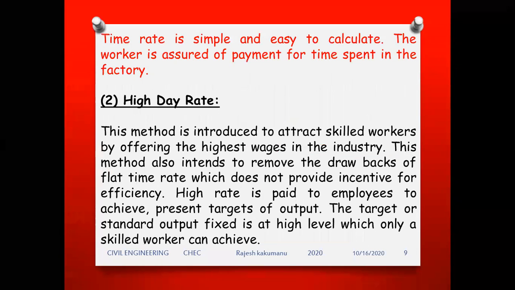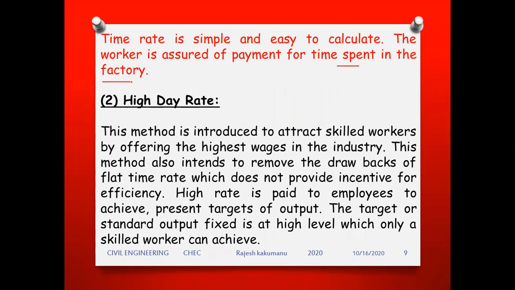Next. The time rate is simple and easy to calculate. The worker is assured of payment for the time spent in the factory. So if you go to China Bazaar and he says if you stay from morning 9 to evening 7 o'clock, I will give 200. He will not say it depends upon the sales, that he will pay only if sales come. Just if you assure you are standing there from 9 to 6 and doing some sort of work there, keeping proper things or attracting the customers, right?